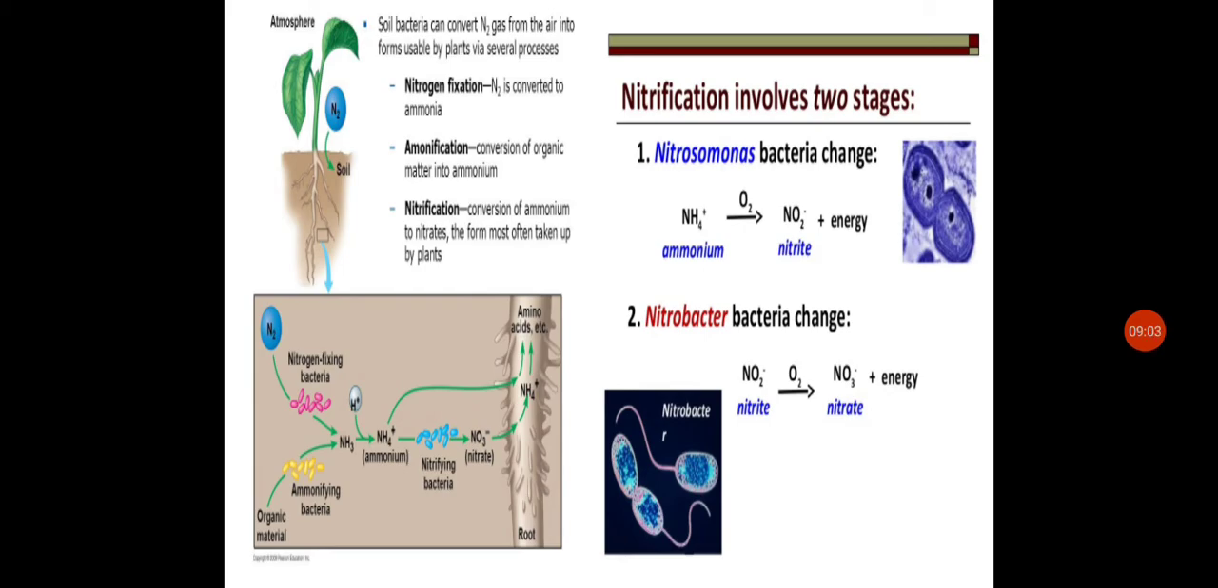First, in nitrogen fixation, nitrogen is converted to ammonia. In ammonification, organic matter is converted into ammonium. In nitrification, ammonium is converted to nitrates, the form most often taken up by plants.